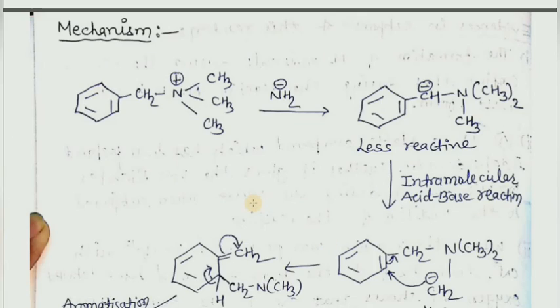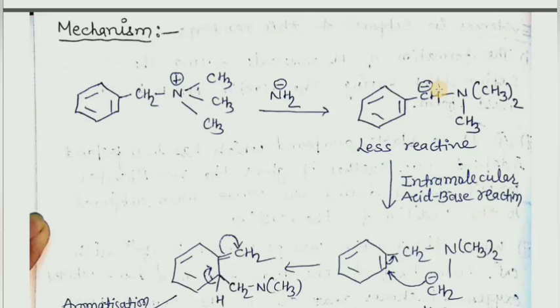Mechanism of this reaction. In the first step, as you know, in the presence of a base, a carbanion is formed. This base will attack the acidic hydrogen, and this hydrogen is more acidic as compared to the others. So here one carbanion gets generated.